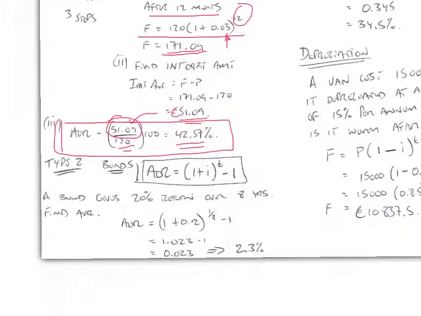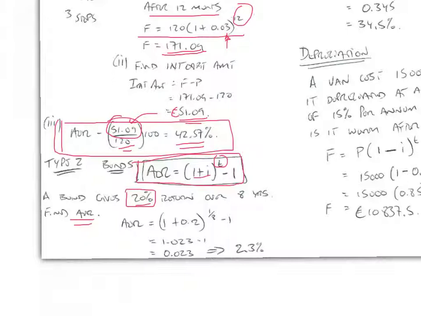The second type of problem is to do with bonds, and there's a formula that we'll use. If we see investment bonds, we'll just use the formula. The annual equivalent rate is equal to this multiplier, 1 plus I to the power of t for time, minus 1. So a bond gives 20% return over 8 years. So over 8 years, a person gets 20% more back than what they invested. Find the annual equivalent rate.